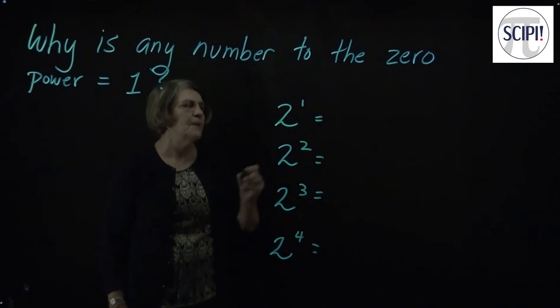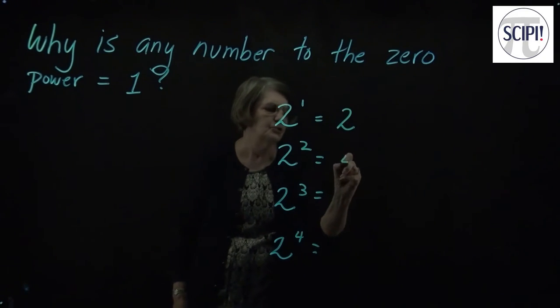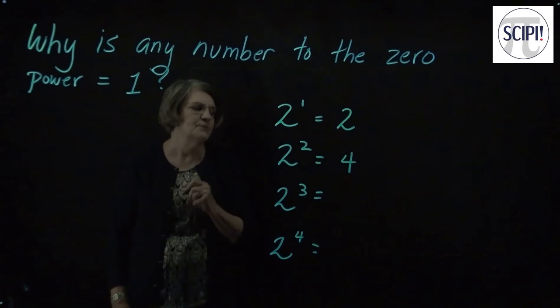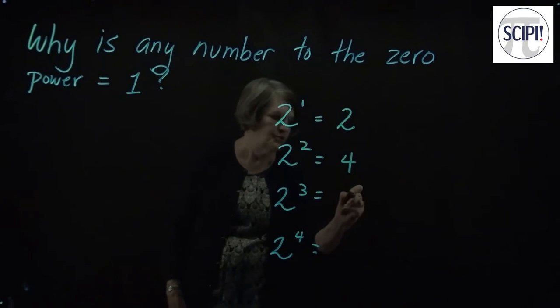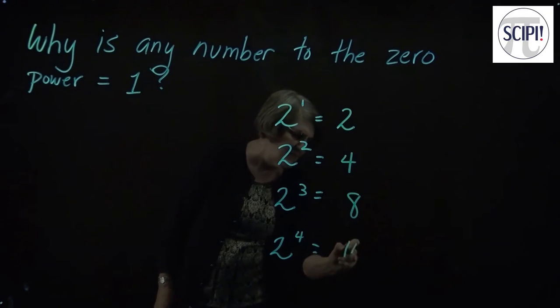So 2 to the first power, we all know that's 2. And 2 squared is 2 times 2, which is 4. And 2 cubed is 2 times 2 times 2, which is going to give us 8. And 2 to the 4th is going to give us 16.